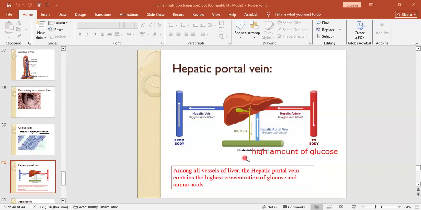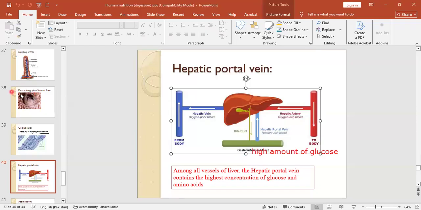Now there's one more vein which is connected with the gastrointestinal tract, meaning the small intestine. There's a direct connection of the small intestine with the liver through the hepatic portal vein, right? So my question was, among all these three, which one would have the highest amount of glucose and amino acid?